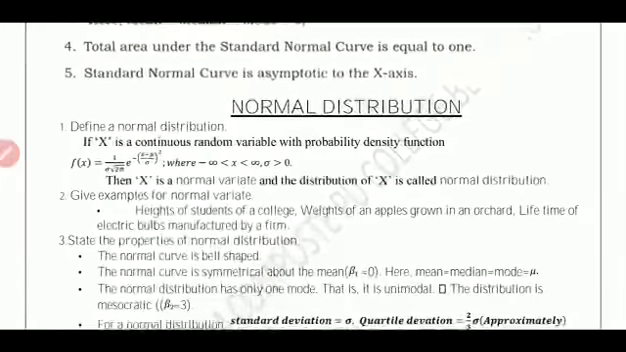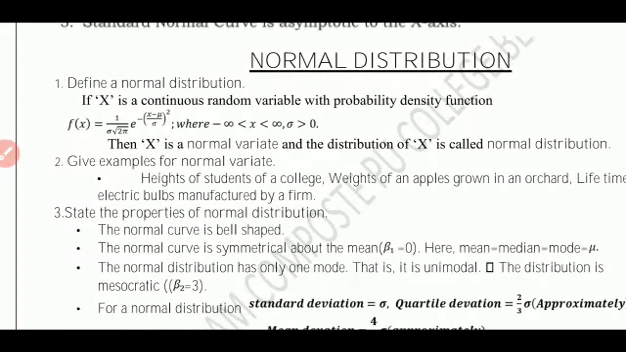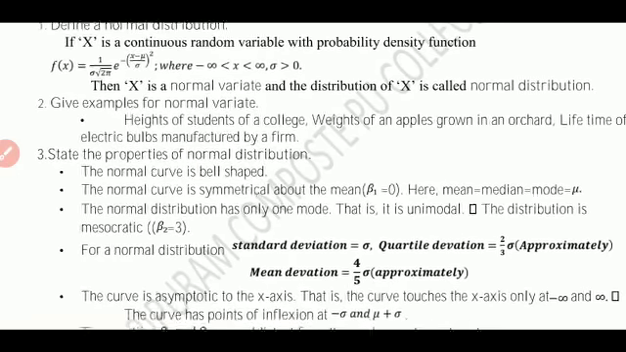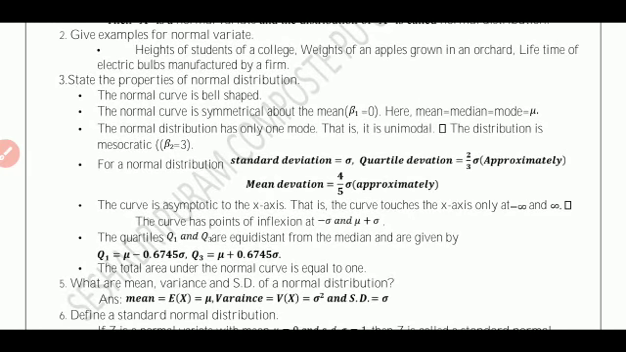Then normal distribution, define normal distribution. If x is a continuous random variable, the probability density function, you have to write it. Then the examples of normal distribution. Then the features are really important. How standard deviation is presented, how quartile deviation is given.